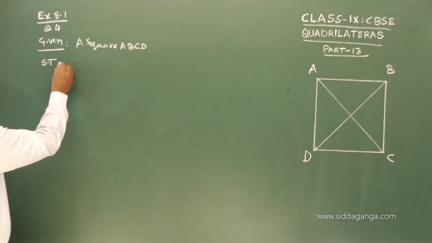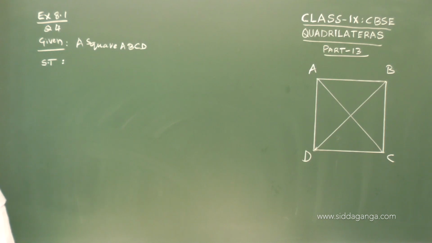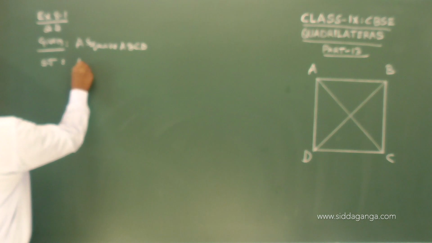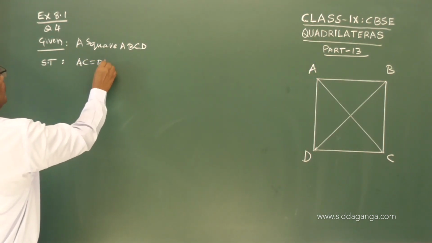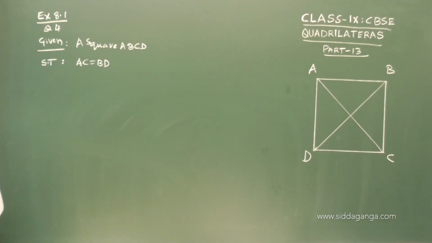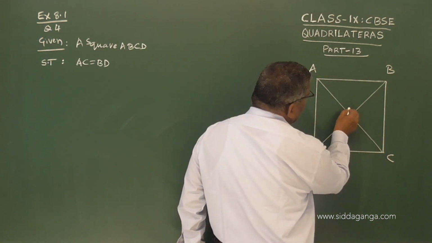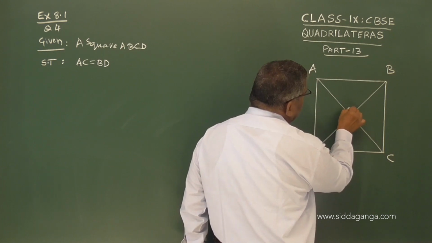Now, to show that the diagonals are equal, so that is to show that AC equals BD, and also show that they are intersecting at right angles. So we have to prove that this angle is 90 degree.